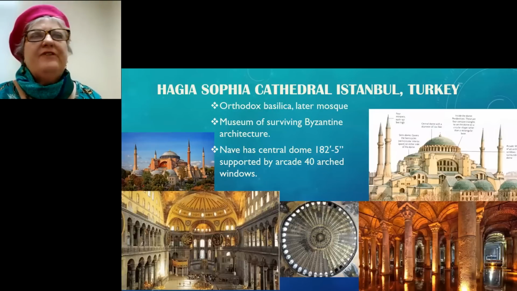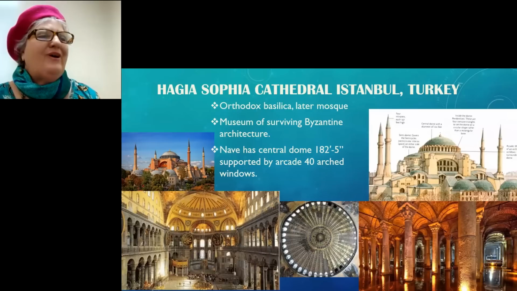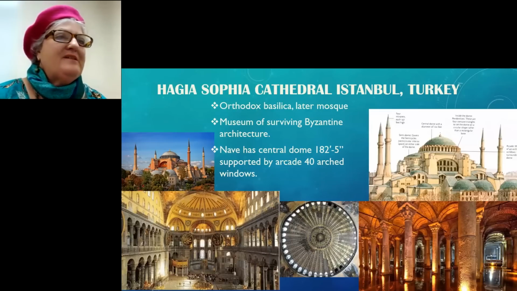The Hagia Sophia in Istanbul. Again, the idea of squaring the circle. And this is the basement with a gigantic cistern, if you will, calling it the basement.